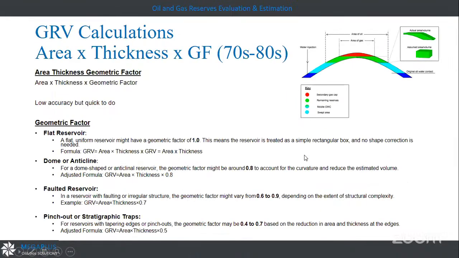Another approach is called the area thickness multiplied by the geometric factor, with which I can get this gross rock volume. What is the geometric factor? Suppose I have, as an example, this green interval, and I assume that it's flat, but in nature, it's not flat. In nature, it could be a dome, it could be a faulted reservoir, it could be pinched out. So I have to multiply this area by a geometric factor. For a dome, it's something like a standard 0.8. For a faulted reservoir, it would be 0.7. For a pinch-out, it could be from 0.4 to 0.7.